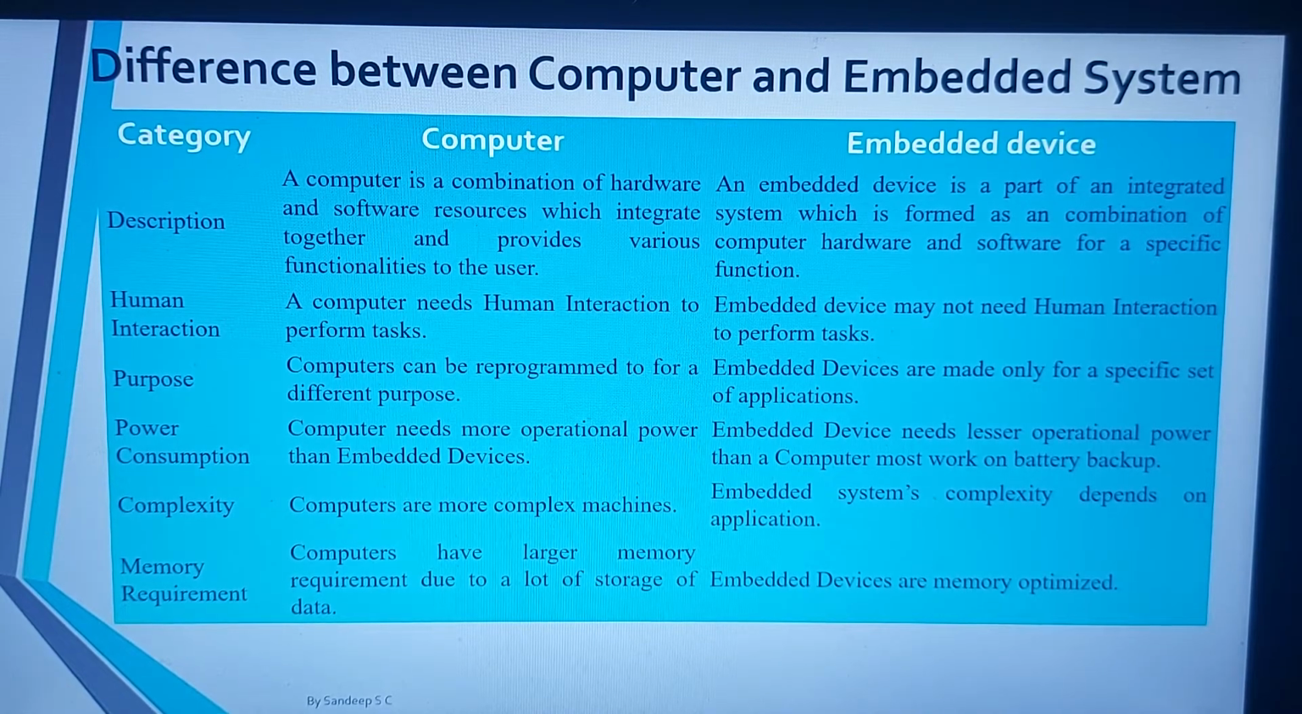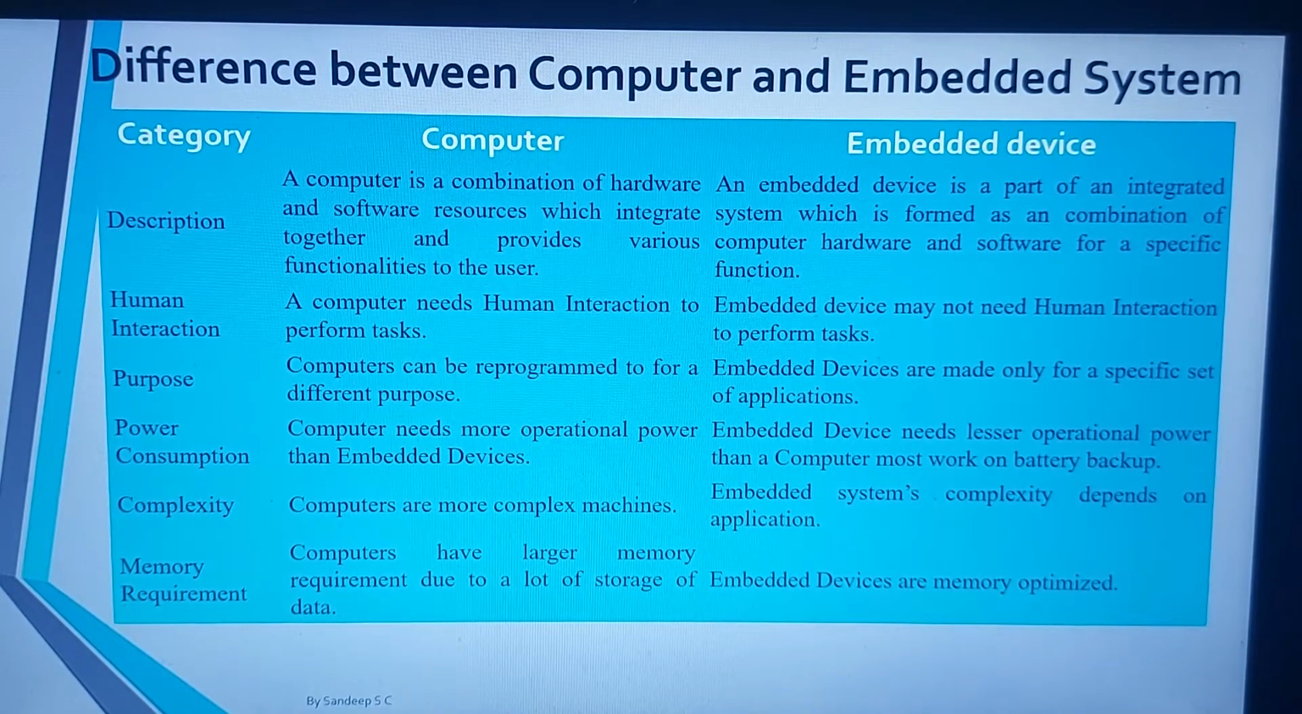Next, if we consider human interaction, then a computer always needs human interaction to tell what tasks are to be performed. We have to tell the computer. Whereas an embedded system may or may not need a human interface. Even without a human interface, it keeps on executing certain functions. It is an autonomous system which works by itself. In some cases, it repairs itself as well.